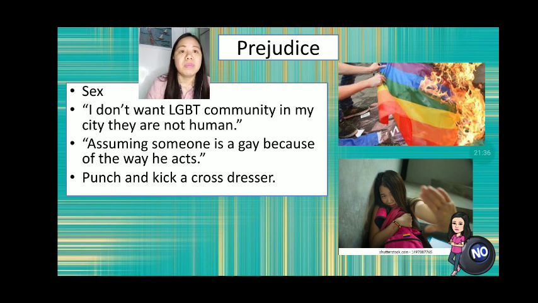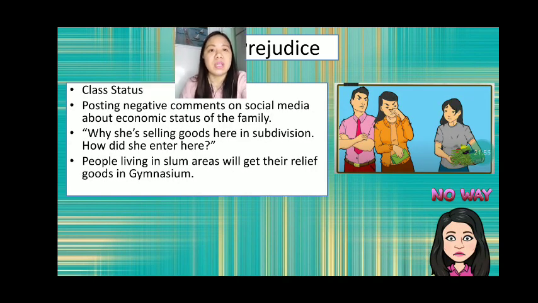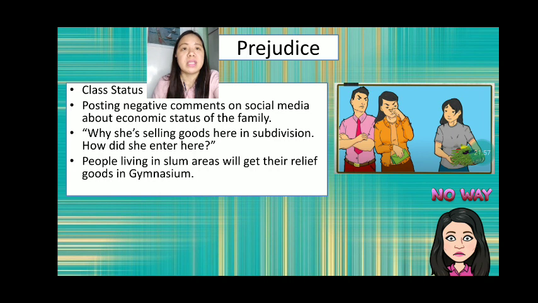Another is prejudice in terms of factors of sex preference. I don't want LGBT community in my city. They are not human. Assuming someone is a gay because of the way he acts, punch and kick. So, mapapansin nyo, di ba, may mga discrimination, may overgeneralizing, tinitink mo agad na ganun sila, hindi mo pa naman sila nakakasama.